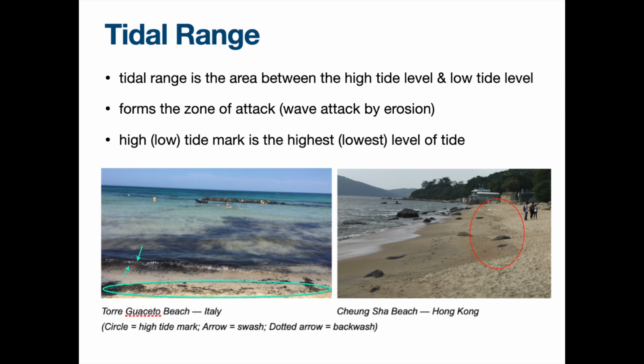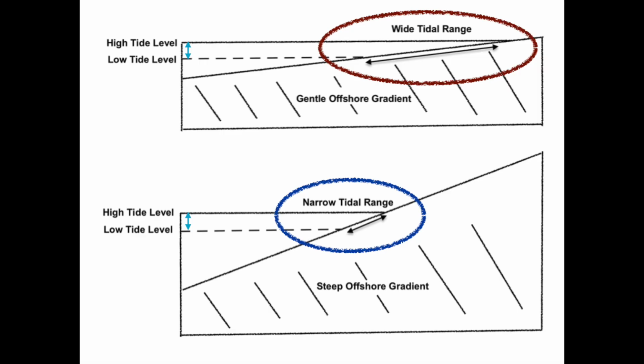Tidal range is usually the location of erosion. We call it the zone of wave attack. A gentle gradient will have a wider tidal range and it will be less eroded relative to the same amount of wave energy at a steep gradient.